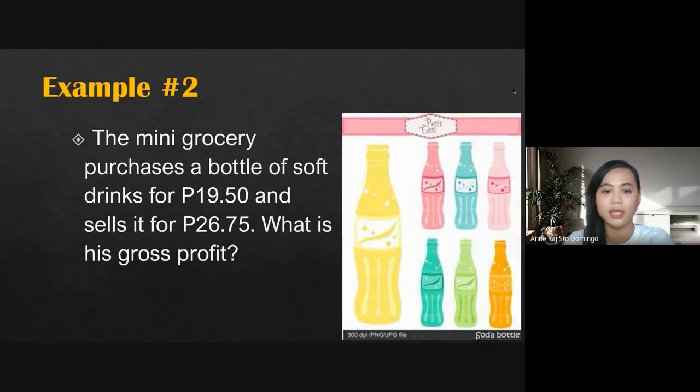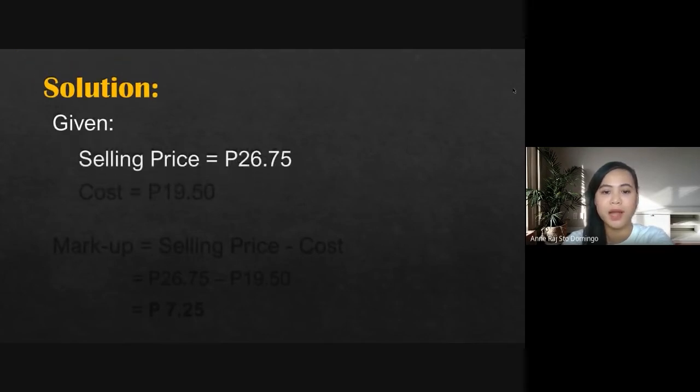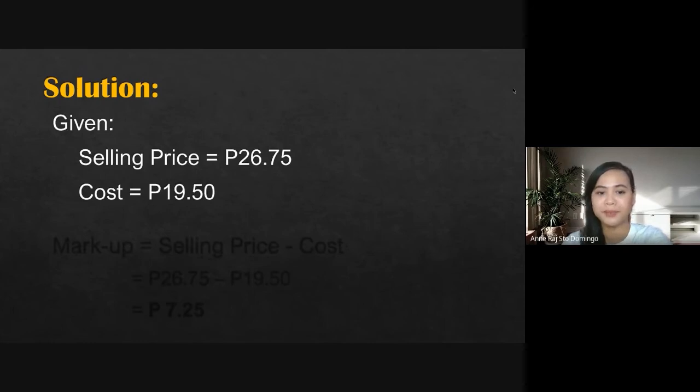So ang given natin dito, we have the given selling price which is 26 pesos and 75 cents. And yung cost niya, nabili niya ng 19.5. What is our markup? How can we compute the markup?